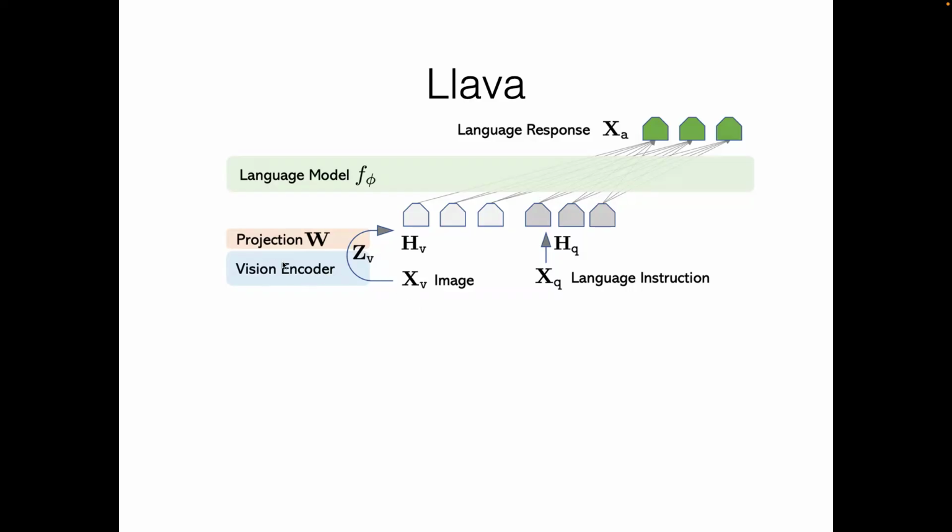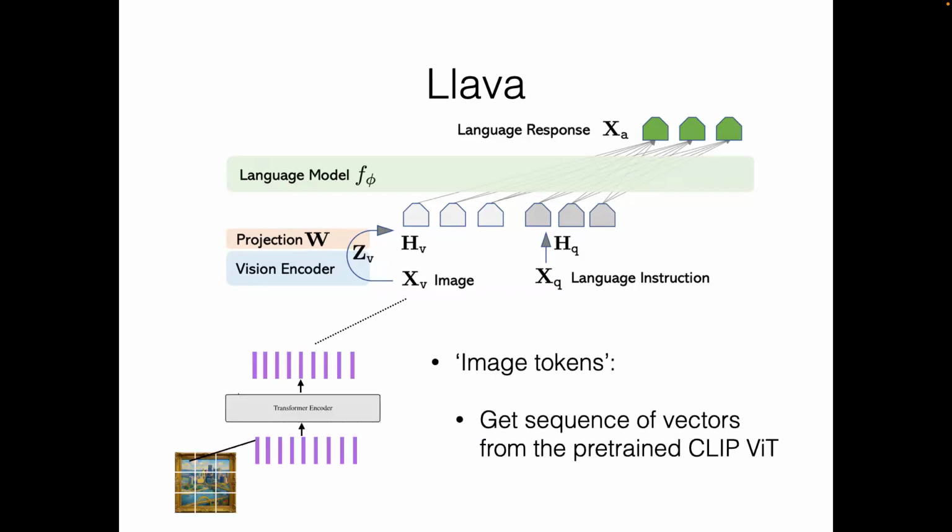The idea is we're going to get these vectors from, say, a CLIP encoder. That's this blue box here, the vision encoder. Then we could just learn this weight matrix to project them into the same dimension as our language model. And then just train the language model to have both the embeddings corresponding to the image and the embeddings corresponding to text. So that's really the idea.